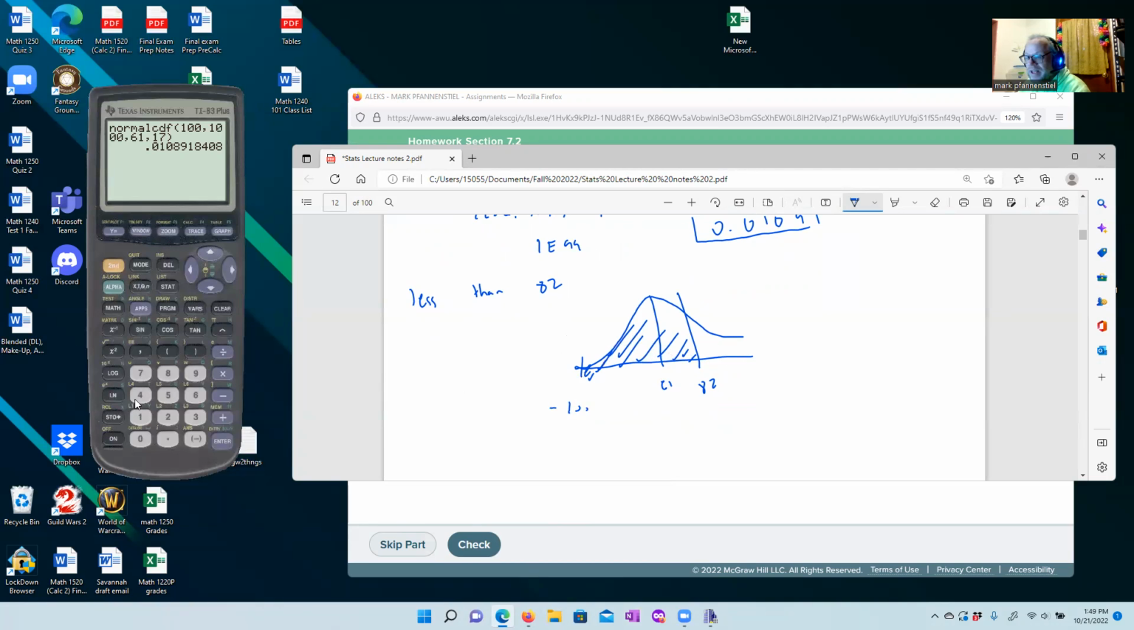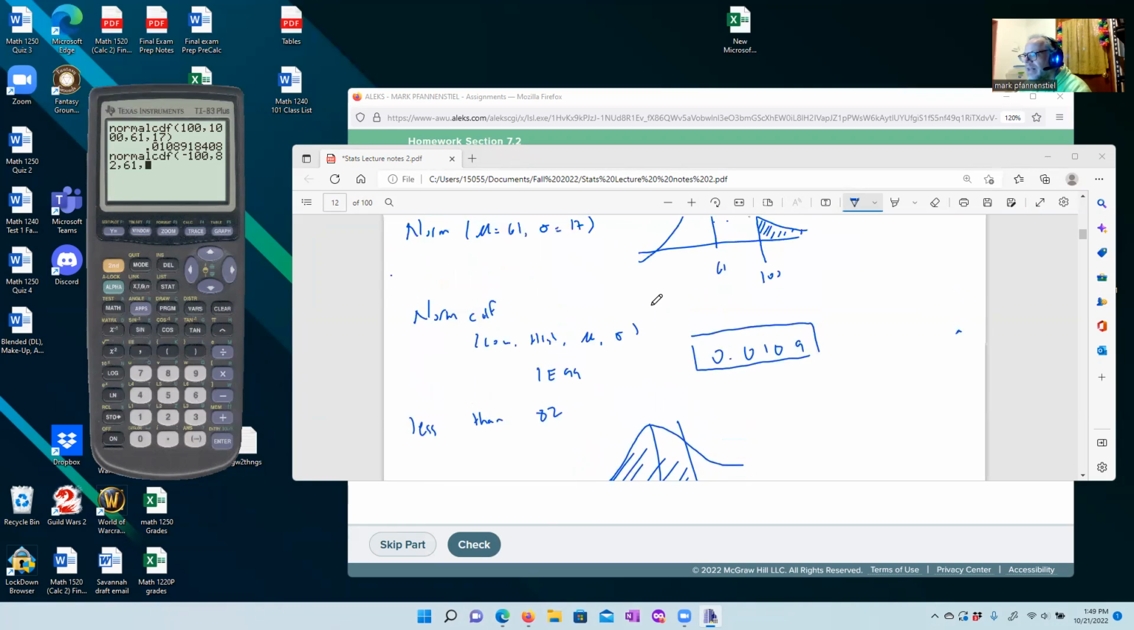Okay, so let's go ahead and say, second function, distribution. Oops, I don't want second function, I want quit. So I want second function, distributions, normalcdf. Pick a small number relative to that mean of 61 with steps of 17. Okay, I'll pick negative 100. What's my high number? We're going up to 82. That's what they said, less than 82. And then what is our average? 61. And what steps are we taking? We're taking steps of 17.